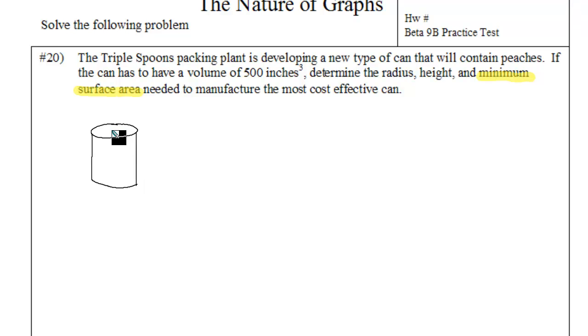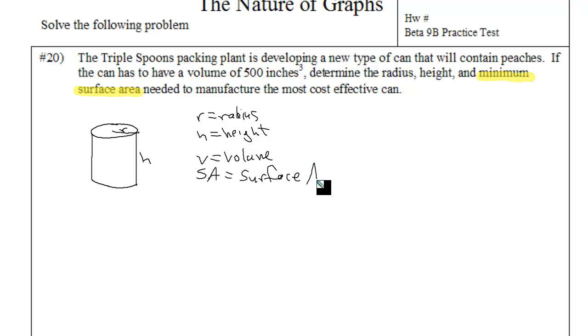A can has two dimensions. It has a radius and it has a height. R is radius. H is height. It mentions volume, so V is volume. It mentions surface area, so SA is surface area.